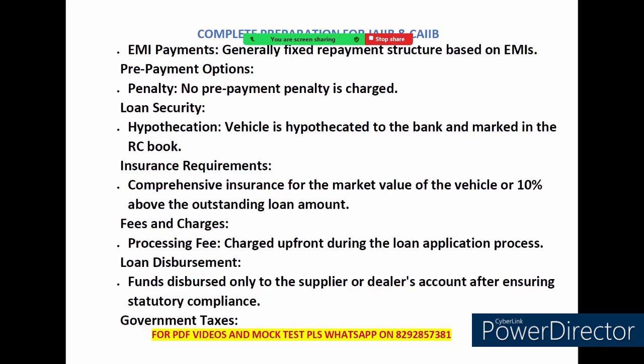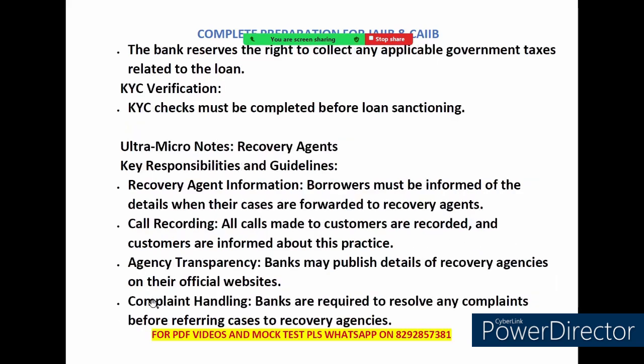Now loan security: the vehicle is hypothecated to the bank, which means it is marked in the registration certificate. Insurance requirement, that means you need comprehensive insurance for either the market value of the vehicle or 10% more than the outstanding amount. Fee and charges: processing fee is charged upfront during the loan application process. Government tax, so the bank may collect any applicable government tax related to the loan. KYC verification must be completed. This is very important.